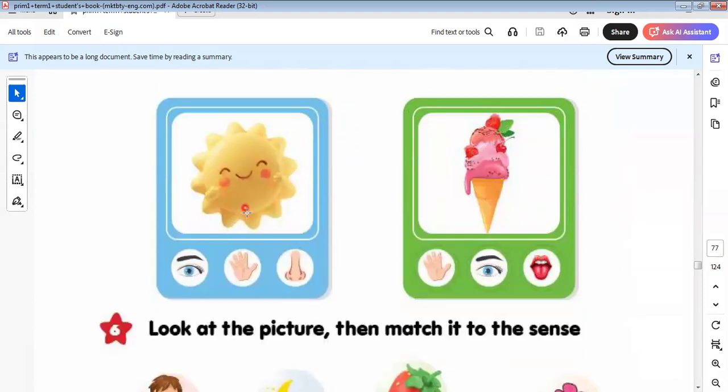Here we have a sun. So here, can we smell the sun? No, we cannot smell it or touch it. We can see it. We can use the eyes also. Here is the ice cream.